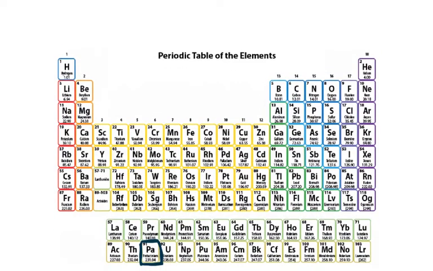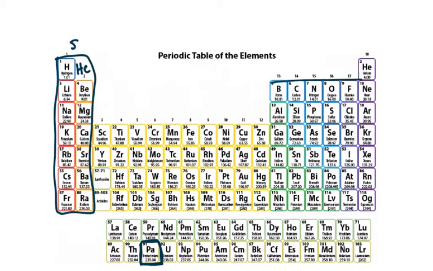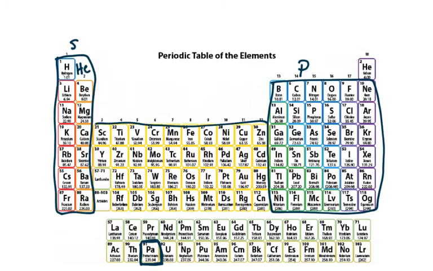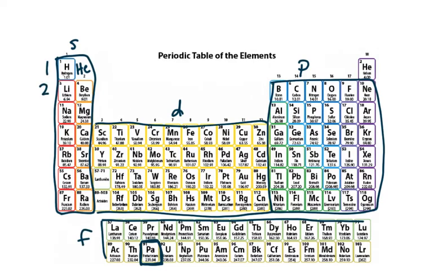Just as a quick reminder, this block here is s, and you can think of He being right here. This block here is p. This block in the middle is d. And then this block down here is f. And s and p have the same energy level numbers, so 1 through 7. And then specifically d is 1 less than s.